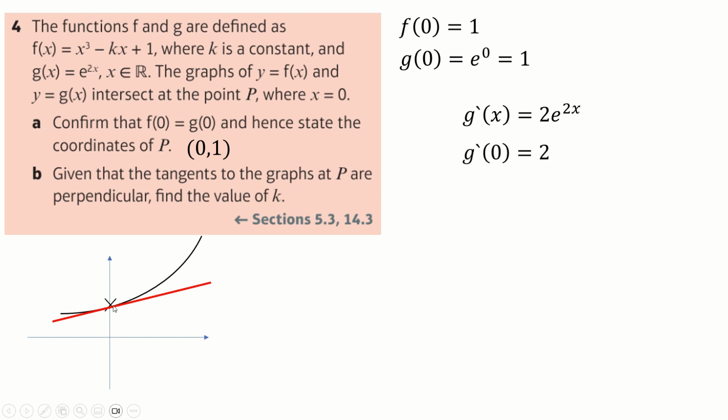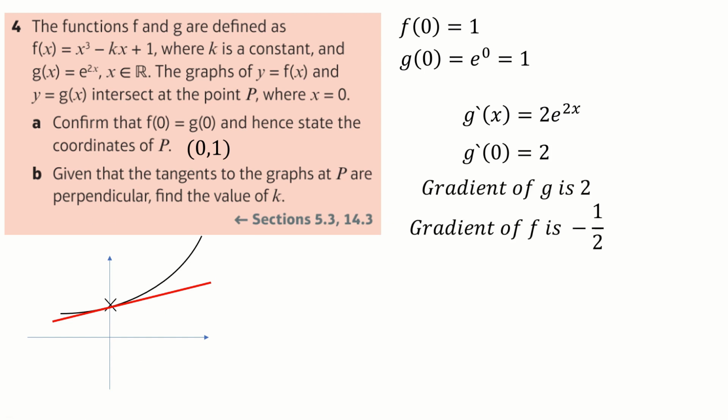And so the gradient of its tangent is 2. If the gradient of the other tangent is perpendicular, that means the gradient of the other tangent is minus a half, which means the gradient of f is minus a half, because the gradient of its tangent is equal to its own gradient. That's the whole point.